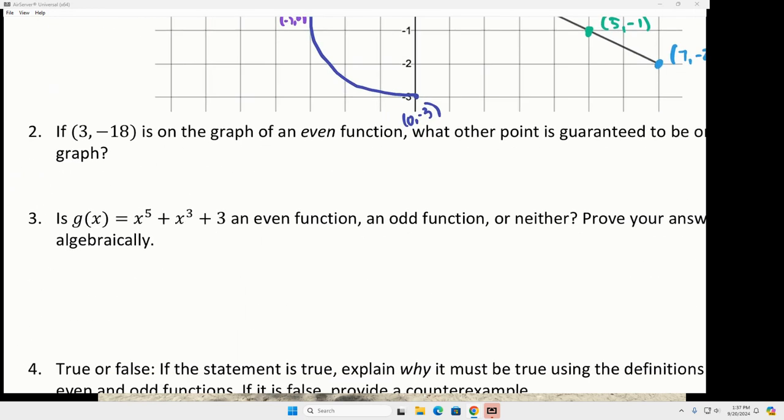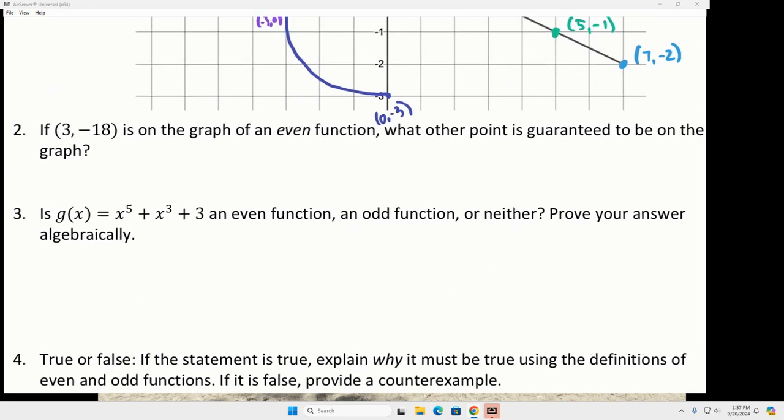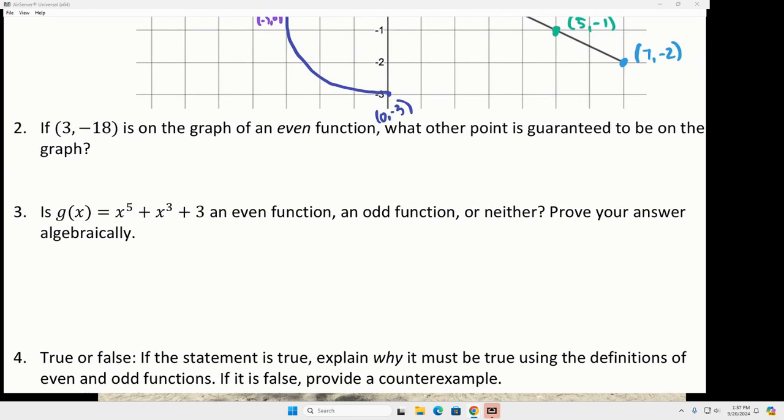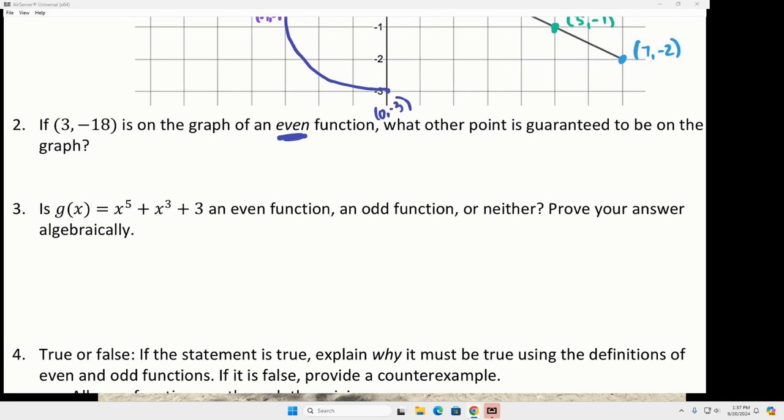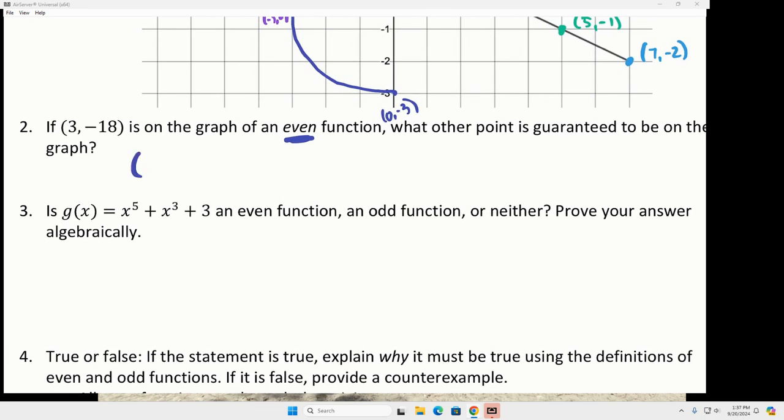All right, let's keep going. So on number 2, we know that the point (3, -18) is on the graph of an even function. What other point is guaranteed to be on the graph? (-3, -18). And for even, would it stay the same or would it be opposite? Even is going to stay the same.